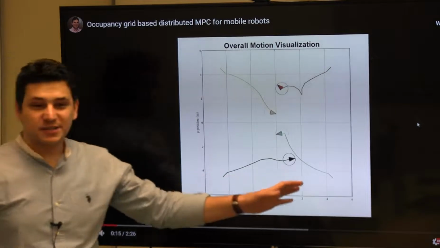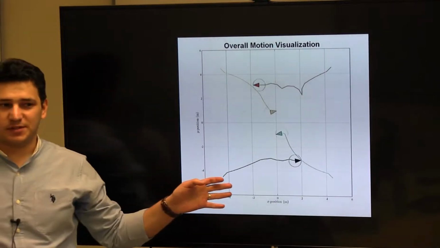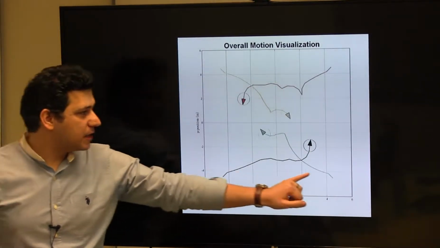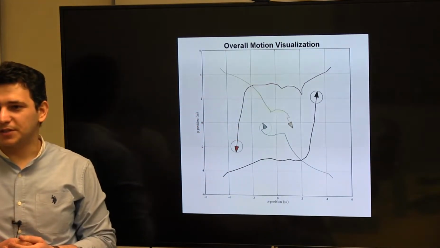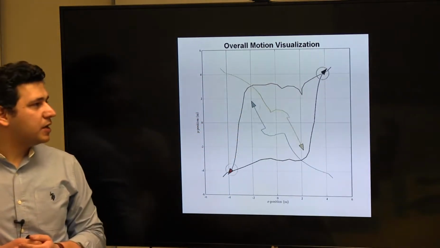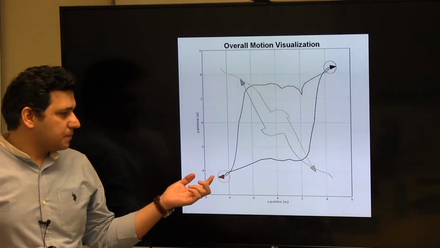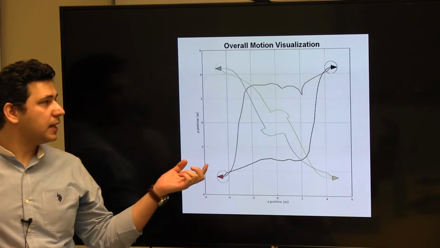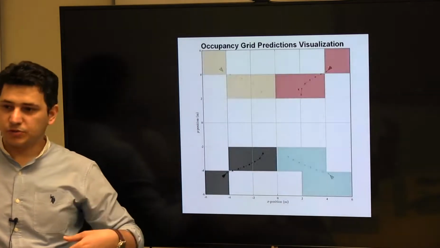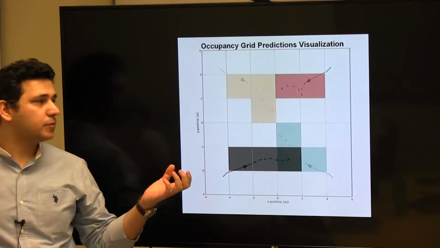Yeah, so here I have 4 robots, and that's distributed MPC. It's not a centralized MPC. And I would like these 4 robots to exchange positions and orientation, right? So in distributed MPC, each robot applies its own MPC, and it shares its predicted trajectory with the other robots.